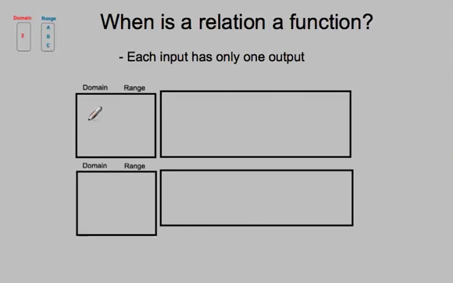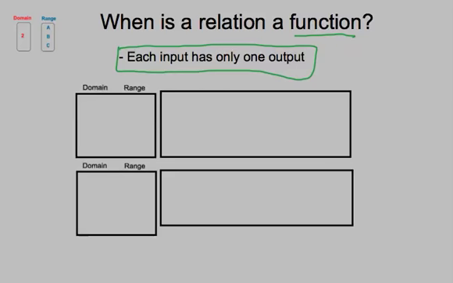Alright, so we've talked about a relation. You understand what a relationship is, but what is a function? Well, a function is a special kind of relationship. It's still a relation, but we need to talk about what kind of relation it is. The key here is that every input has only one output.